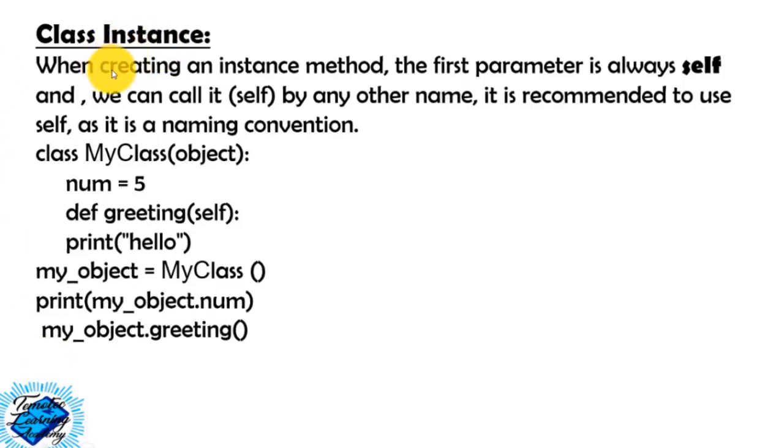Class instance. When creating an instance method, the first parameter is always self, and we can call it by any other name, but it's recommended to use self as it is a naming convention. Class MyClass(object): num equals 5, def greeting(self): print hello. my_object equals MyClass, print my_object.num, we will get 5, my_object.greeting, we will get hello.